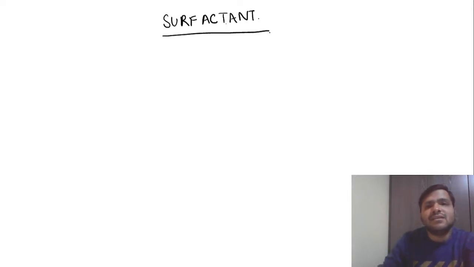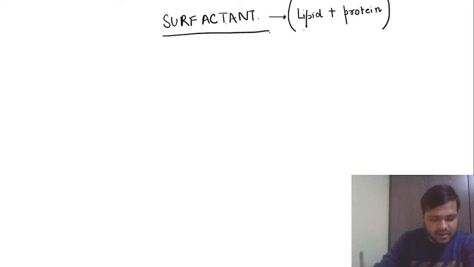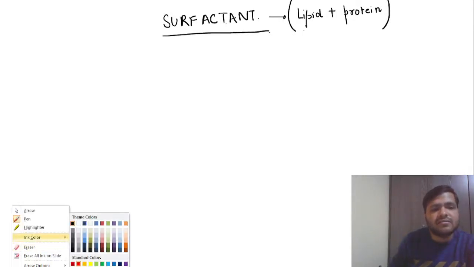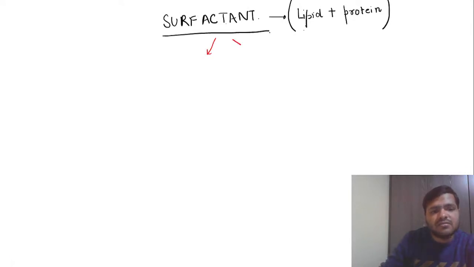So surfactant is a combination of a fat, that is lipid, and protein. It is in the form of a lipid and protein. Now, this surfactant has two parts, that is the lipid and protein.